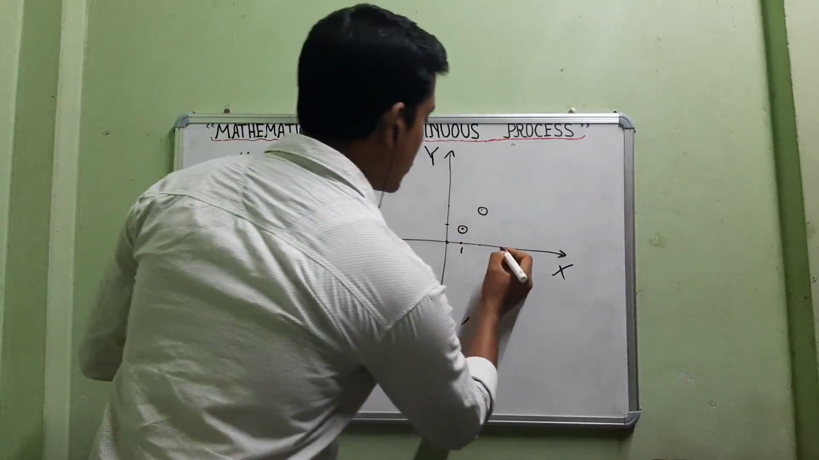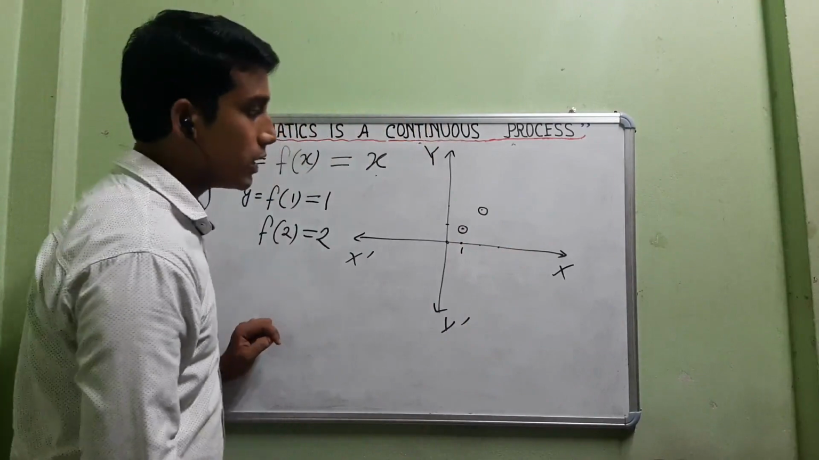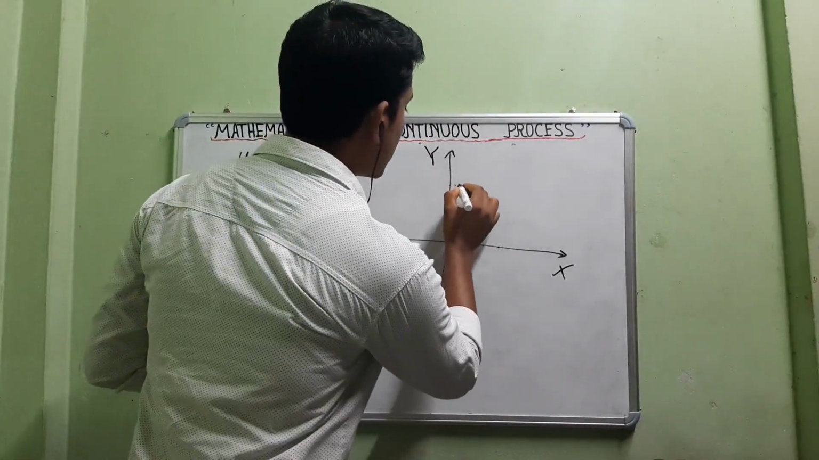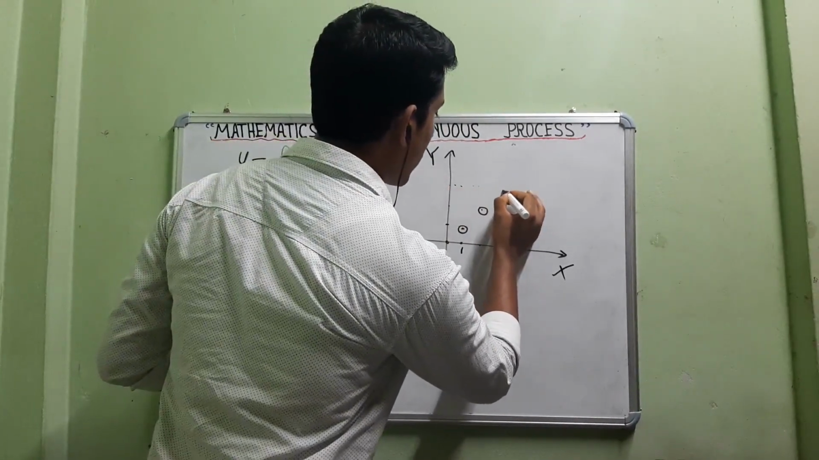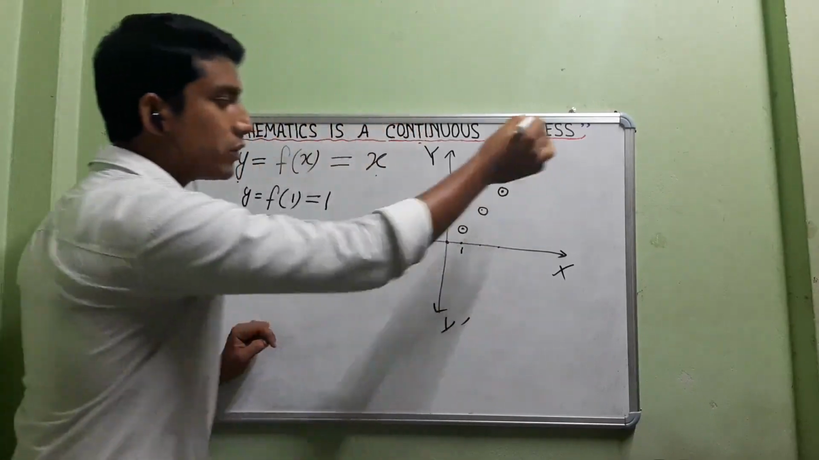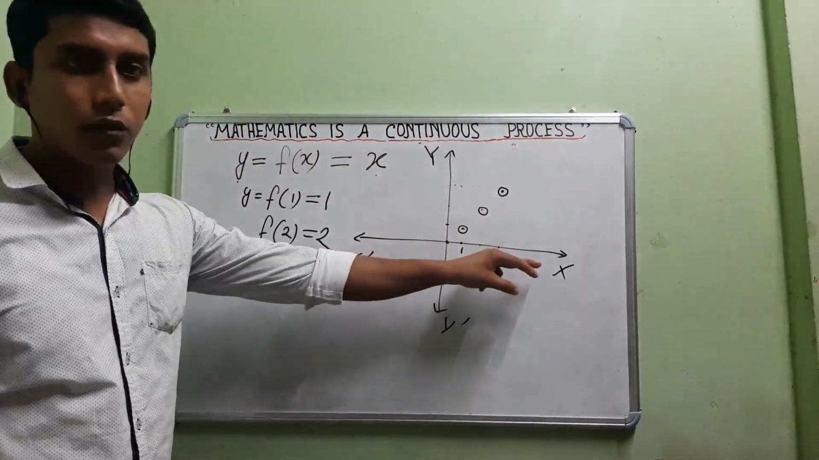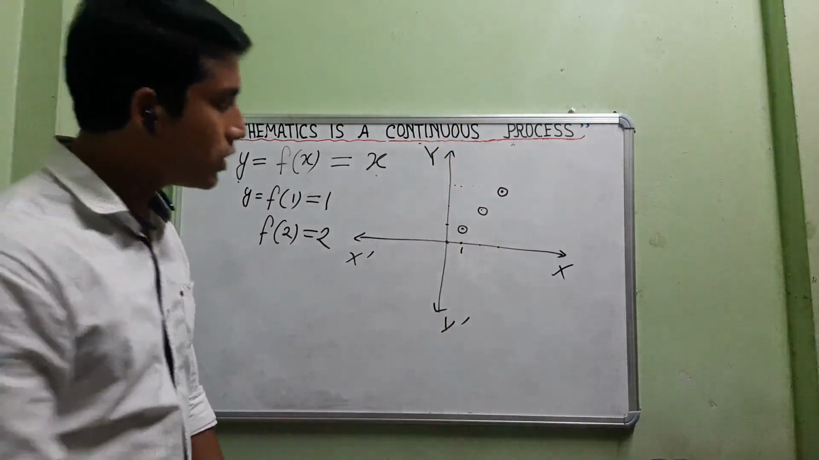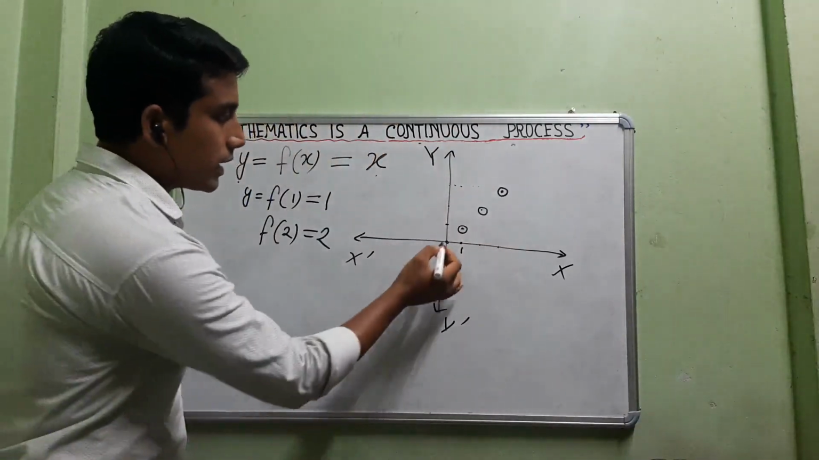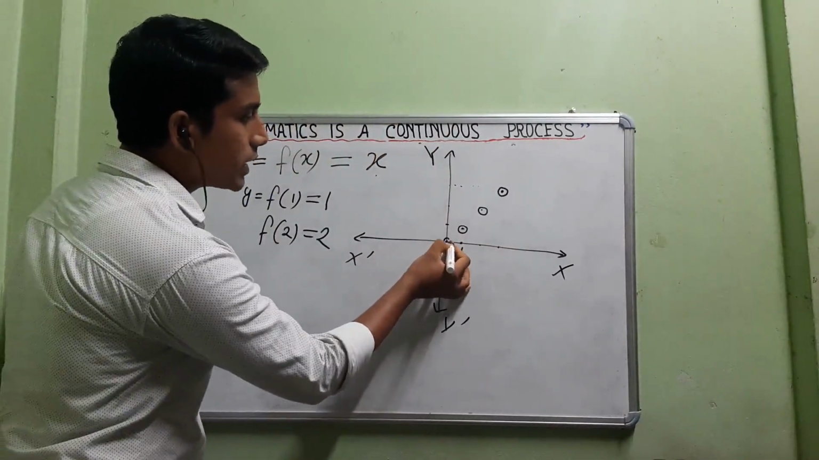Similarly, suppose I am taking x equal to 3. So y will take 3, it will be somewhere here. In this way it will go on. Whatever value you are taking for x, a similar value it is taking for y, isn't it? And at x equal to 0, y is taking 0.